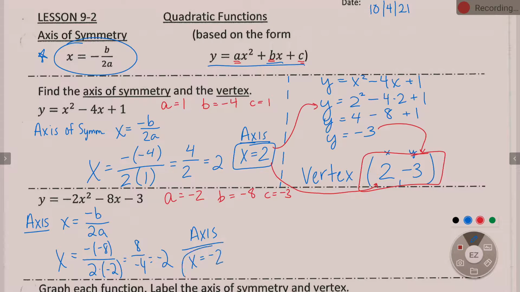Now, do me a favor. Let me make the point now. Don't just tell me negative 2. x equals negative 2. Yeah, and I know it sounds like I'm being nitpicky, but it's the equation of that vertical line, so that's why we need to say x equals the number.